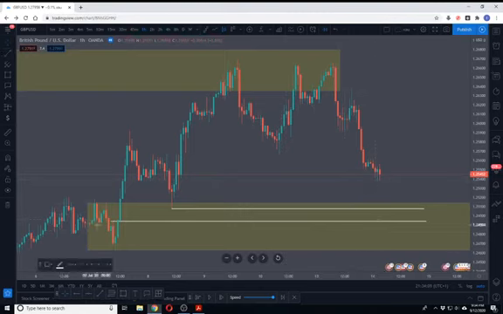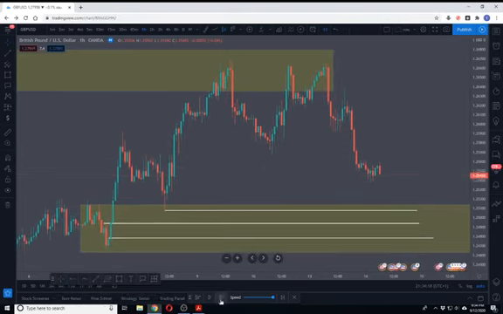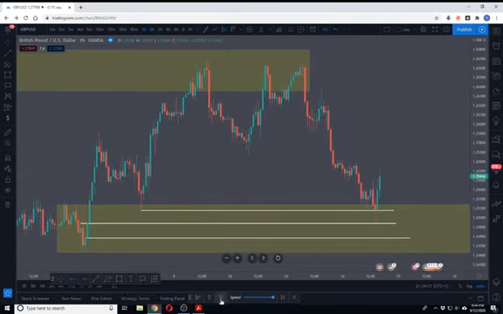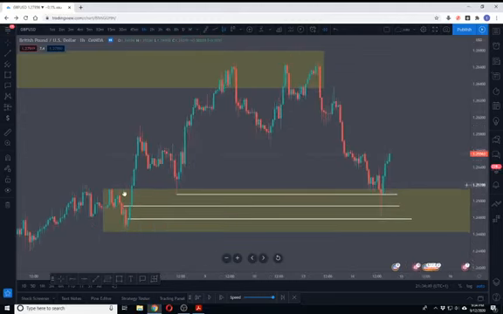But let's just mark up the last point of the imbalance and see if the market came all the way down to that level. The market almost comes all the way down to fill the whole of the imbalance, and on a lower time frame down here you probably get your break of structure and some type of a trade going back up in the opposite direction.